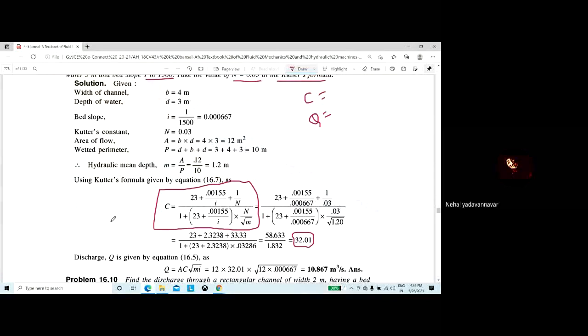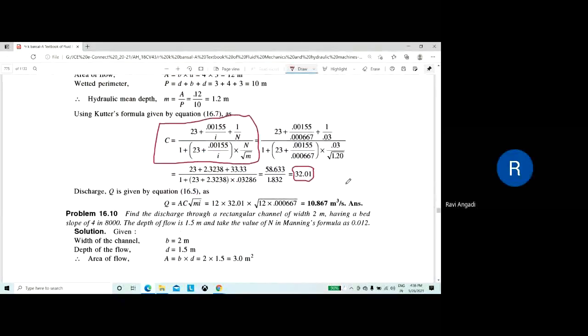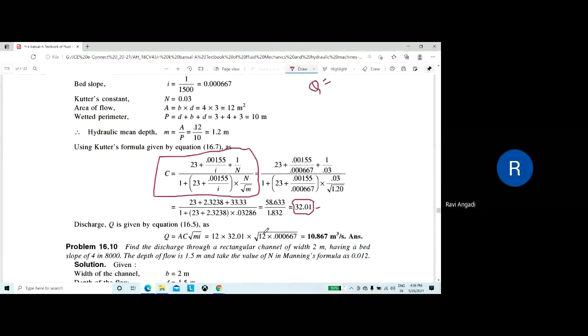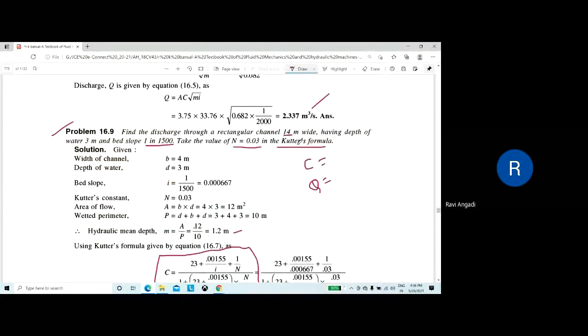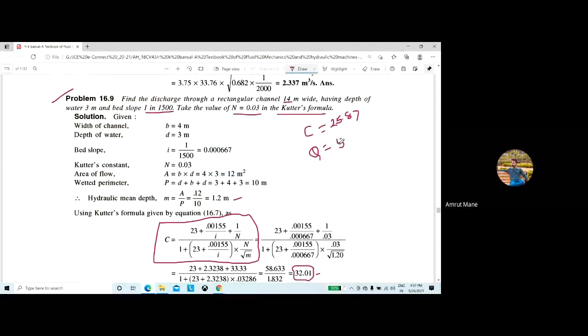Sir, we calculated for 14 meters. 34.67 for 4 meter wide, sir. Now, suppose you take it is 4 meter, is it correct? Sir, for 4 meter is correct. For 14, 0.31. Then for 14 meter wide, the value of C is 25.87. Then the Q is 57.49, sir. 57.49. All have got the same answer, 57.49.